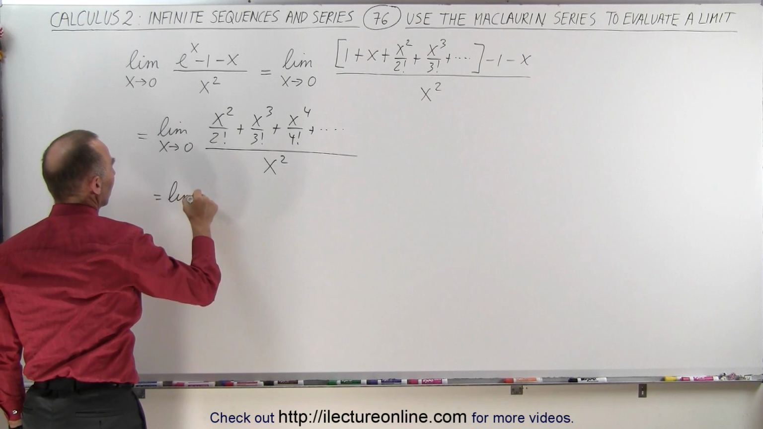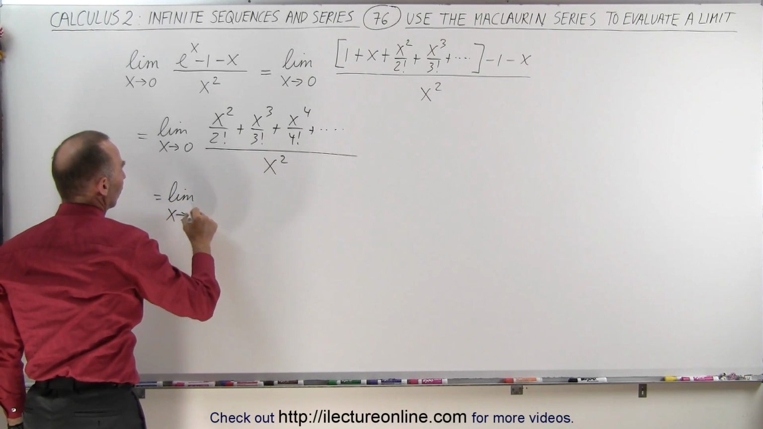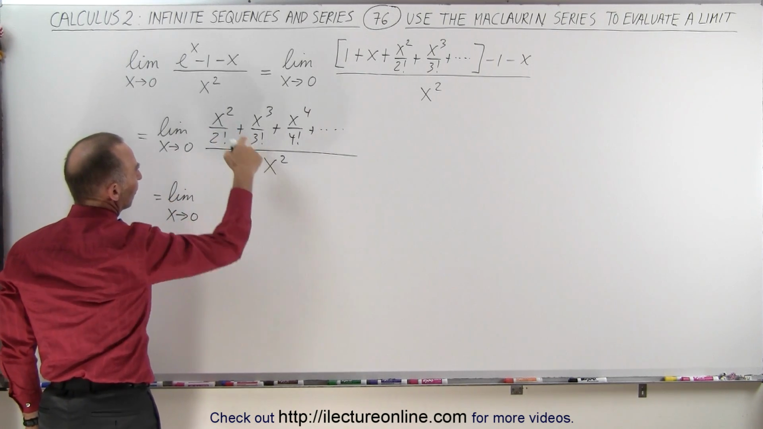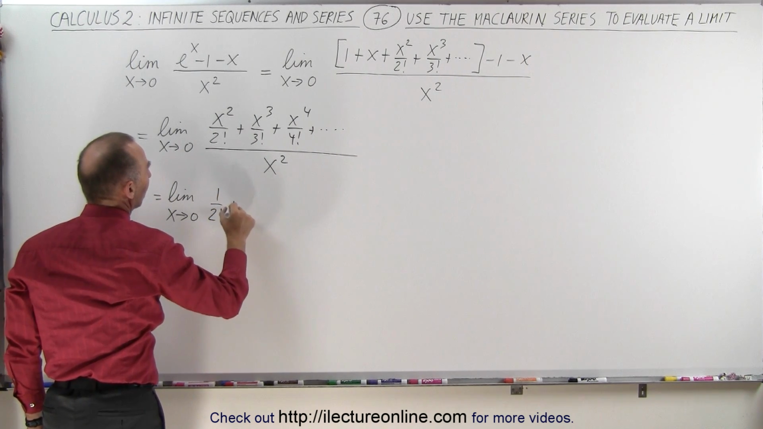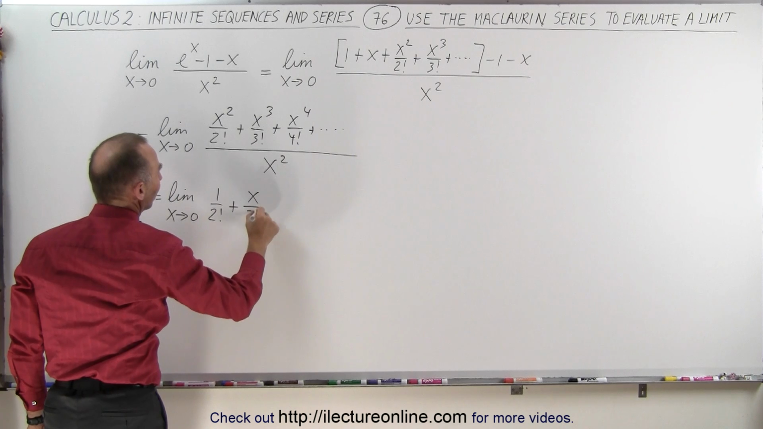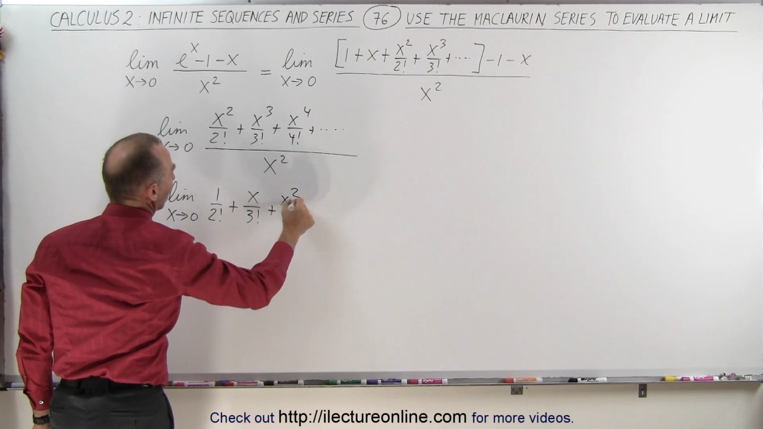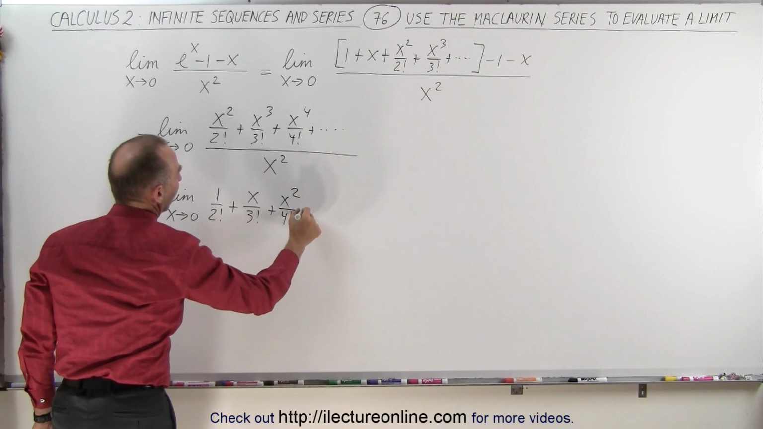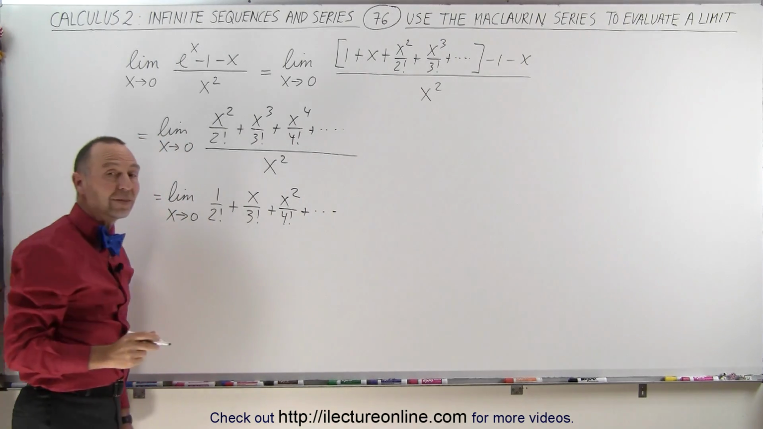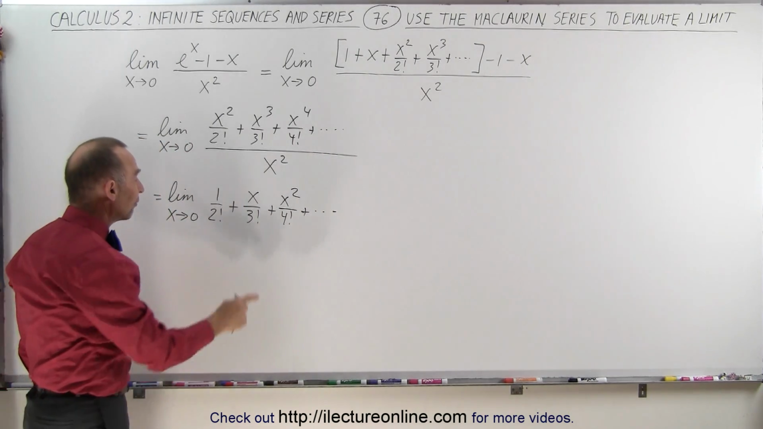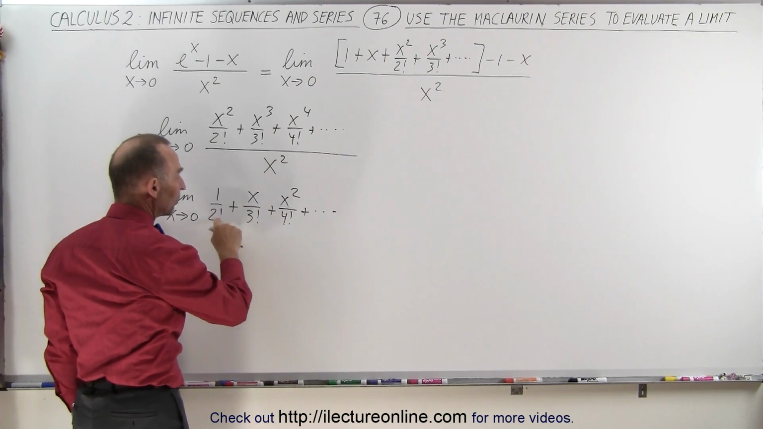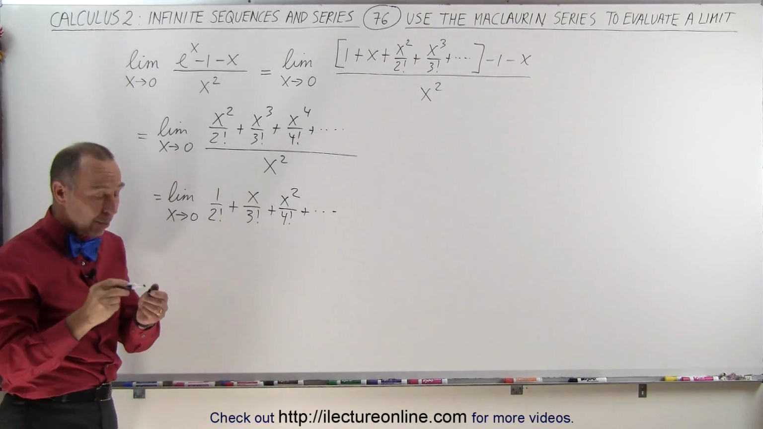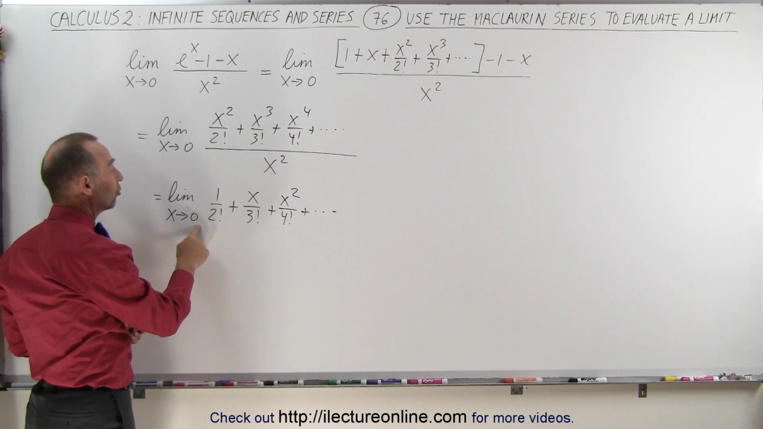Now we're ready to divide the denominator into the numerator, which means that this is going to be equal to the limit as x approaches 0 of x squared divided by x squared, which is 1, so we get 1 over 2 factorial plus x over 3 factorial plus x squared over 4 factorial and so forth, which means that all terms except the very first one have an x in the numerator. We have nothing but constants in the denominator, so now we're ready to let x approach 0.